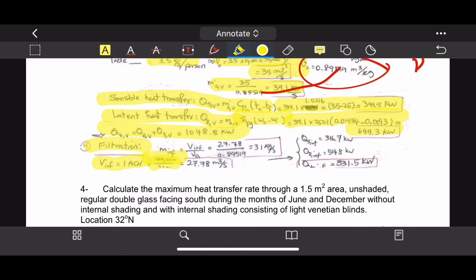because we want to change from hour to second. So you get 27.78 meter cube per second. And from there you can calculate your m to be 31 kilogram per second, and you get all your answers as such. Okay, it's very easy.